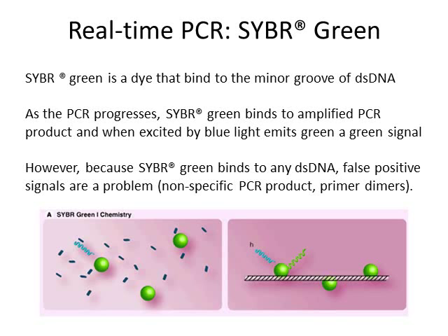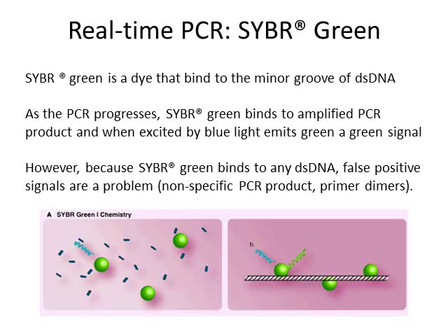So how do they work? Well, in essence, SYBR Green is a dye that binds to the minor groove of double-stranded DNA. And when it binds to the double-stranded groove of DNA, it will fluoresce. So it's similar to ethidium bromide in that respect.